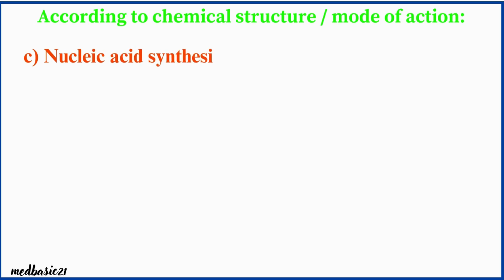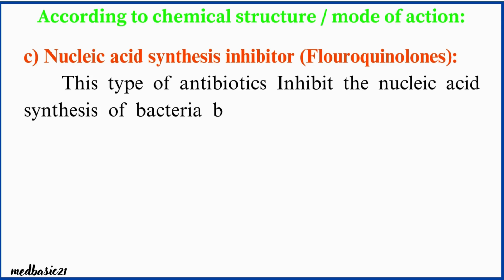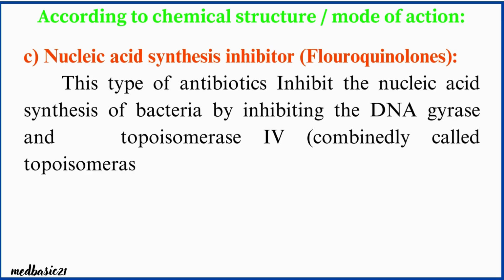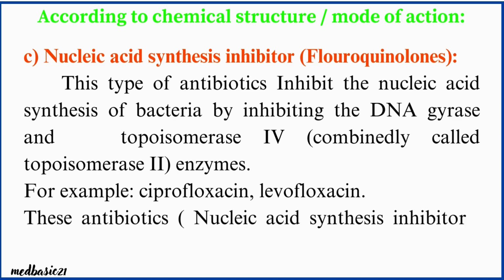Nucleic acid synthesis inhibitor, fluoroquinolones. This type of antibiotics inhibit the nucleic acid synthesis of bacteria by inhibiting the DNA gyrase and topoisomerase 4, combinedly called topoisomerase 2, enzymes. For example, ciprofloxacin, levofloxacin. These antibiotics, nucleic acid synthesis inhibitors, are bactericidal.